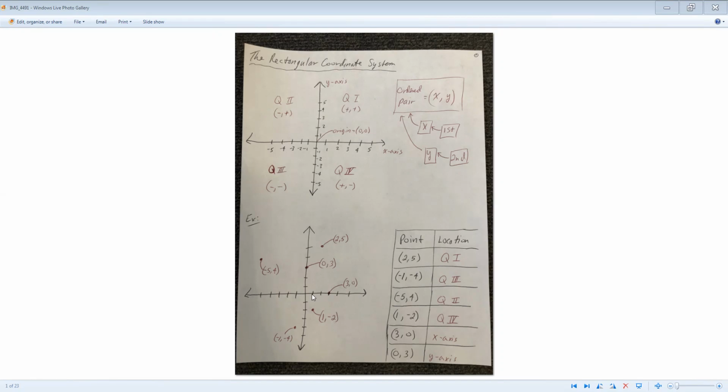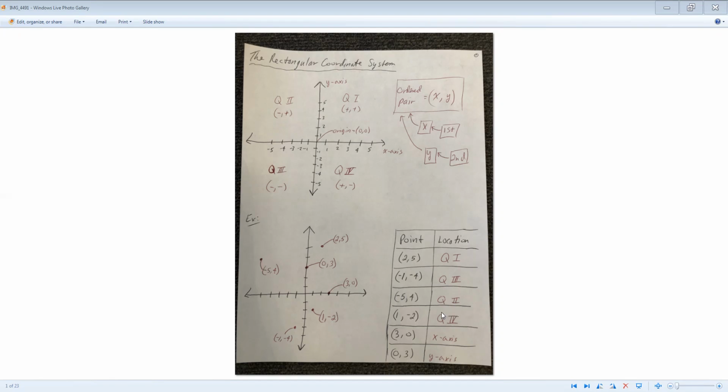-1, -4: I go to the left 1, down 4. Remember, always start at your origin for your ordered pairs. Go to the left 1, down 4. That will put us in quadrant 3. -5, 4: I will go to the left 5 and then up 4 from the origin. That puts me in quadrant 2. So you start at your origin, go to the left 5, up 4.